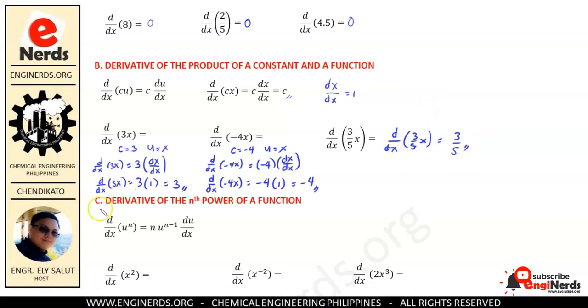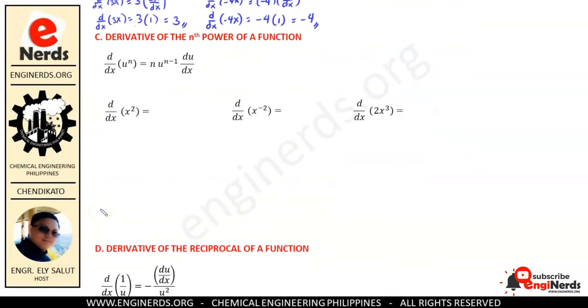Now, let's come to part C. We have here the derivative of nth power of a function. So, in here, tignan natin to guys. Now, we have here the derivative of u to the n. So yung n is any number not equal to 0. Okay, so we need to take note of that. n is not equal to 0.